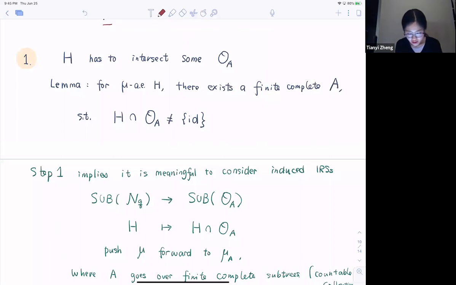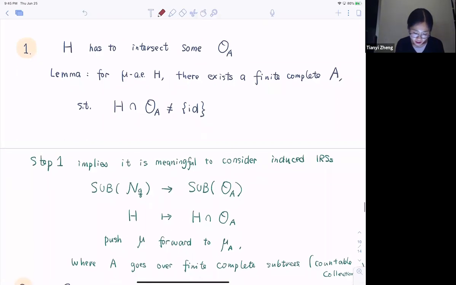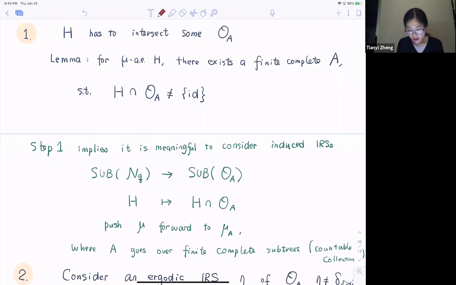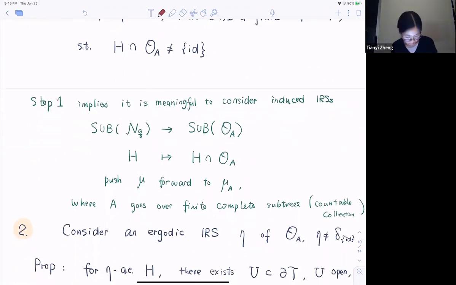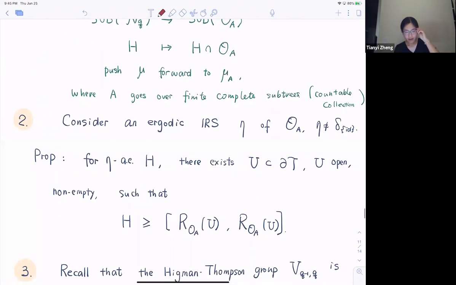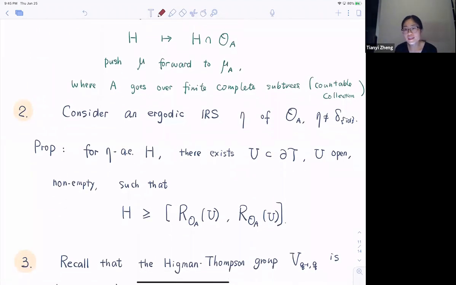Okay. So this is not hard to prove. You can argue by contradiction. If you avoid all OA, it will be way too thin and it will violate the possibility of supporting an invariant measure. So this part is not difficult. The purpose is to see that it's meaningful to consider induced IRSs in subgroups of OA. If you go over all the possible A's, you will cover the support of the measure. And the configuration of finite A's is a countable list, so we are okay with taking the union like this.